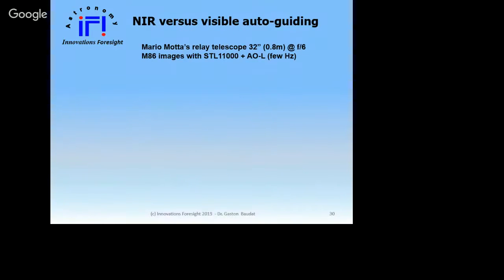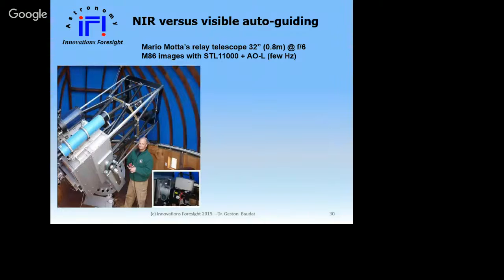Let me show you an example of a picture we took with my friend Mario Motta, a couple of years ago. Mario Motta is a very interesting guy. He's near Boston, and he built that scope. It's an amateur scope. I think at the time it was the biggest scope ever made by an amateur. It's roughly a meter type of scope, open at f6. He built the scope and then built a house around the scope.